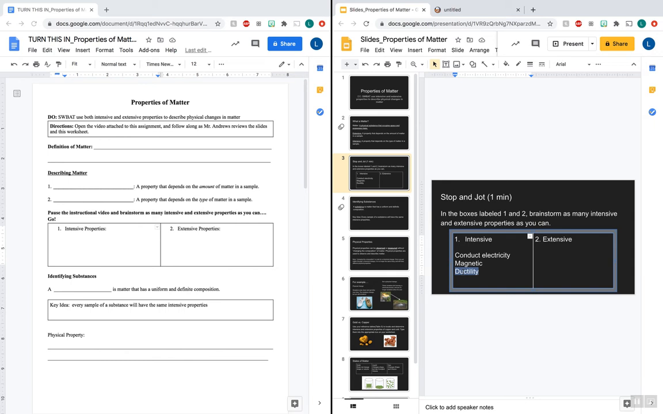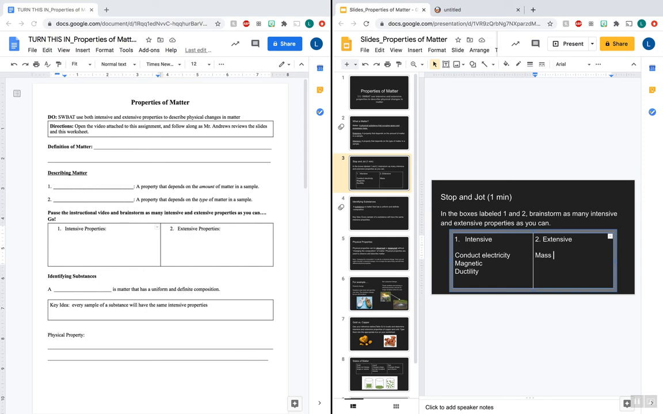Copper happens to be ductile, it has high ductility, and it conducts electricity, which is why it's used in electrical wires. Extensive properties depend on how much stuff you have, that's mass. If you have a cup of water and you have a bucket of water, they're going to have different masses. They're both water, and their intensive properties will be the same, but the amount that you have is different.